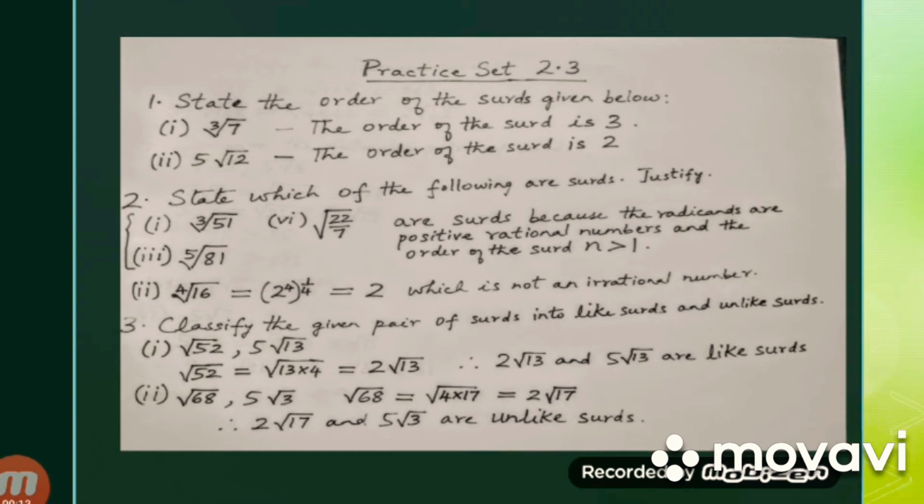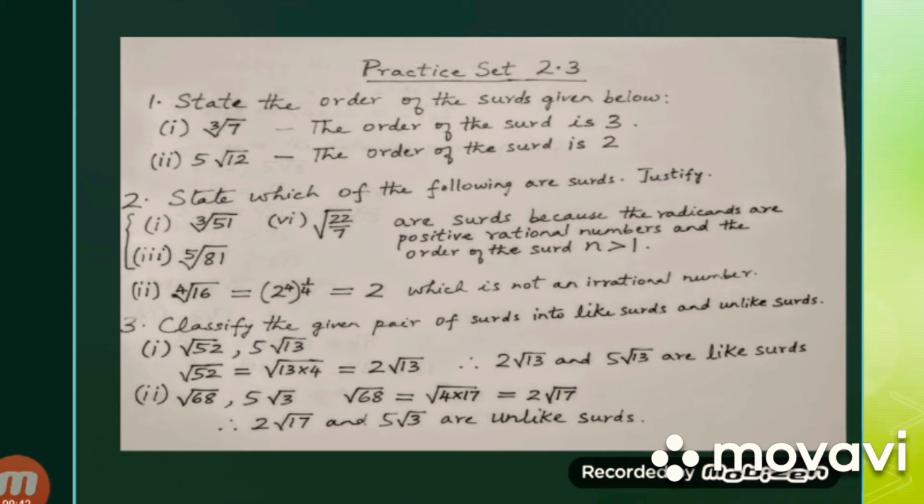Cube root of 7. That is, the order of the surd is 3. It is in the form nth root of a, where n is the order of the surd. So, the order of the surd here is 3. 5 root 12. Here the order of the surd is 2, and it is a quadratic surd.